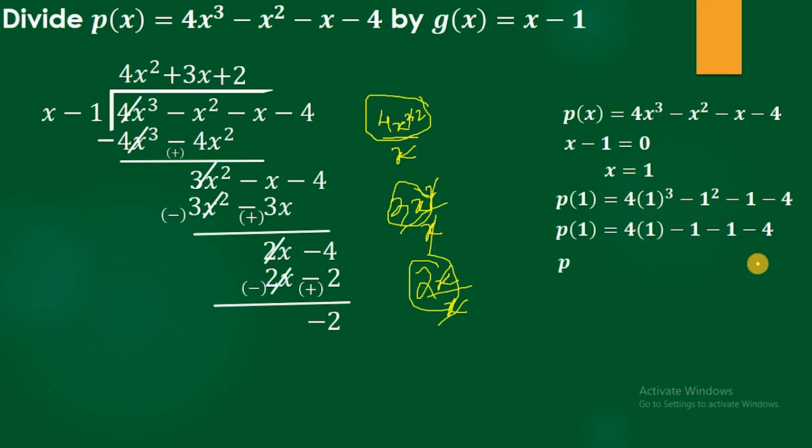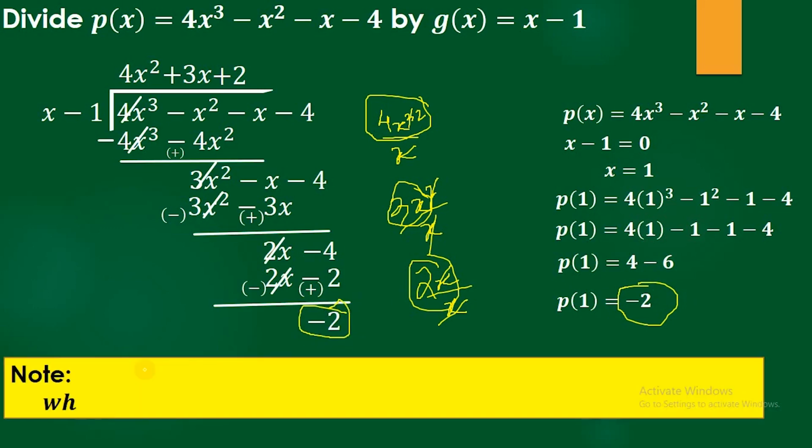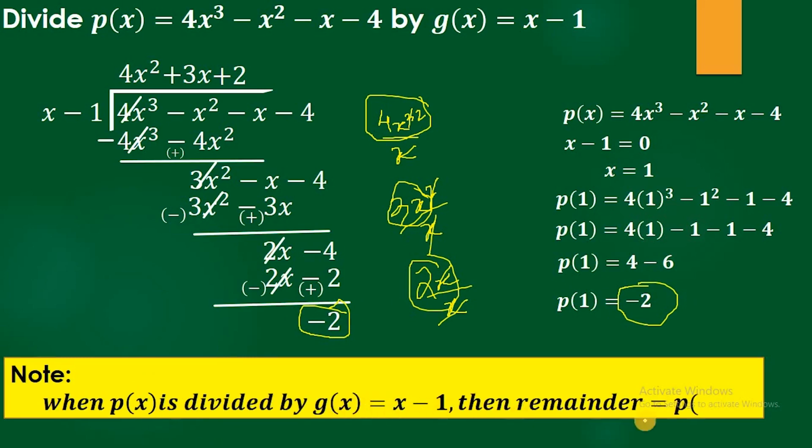So when you calculate it, you will get p of 1 equal to minus 2. Again here you will get minus 2, same remainder, isn't it? So we'll take a note here. When p of x is divided by g of x equal to x minus 1, then the remainder is p of 1. Now in the previous question we have taken x plus 1. At that time the remainder is p of minus 1. But here we have taken x minus 1. So the remainder is p of positive 1, isn't it?